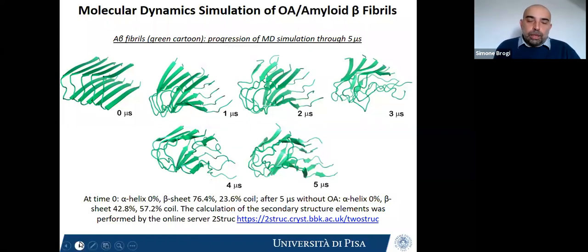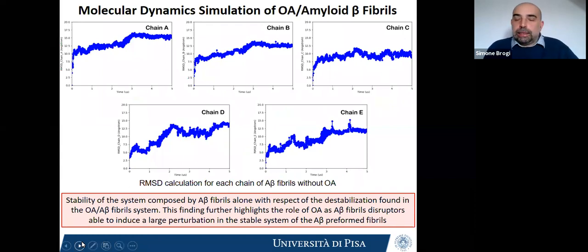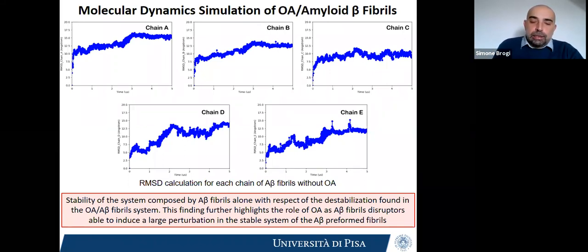And for assessing this event also by calculating the root mean square deviation, we performed this kind of calculation for all the chains in the pentamer, and we found that the stability of the system is reached after 3 microseconds, and the system goes towards general stability without the introduction of perturbative events like the addition of polyphenol to the system.